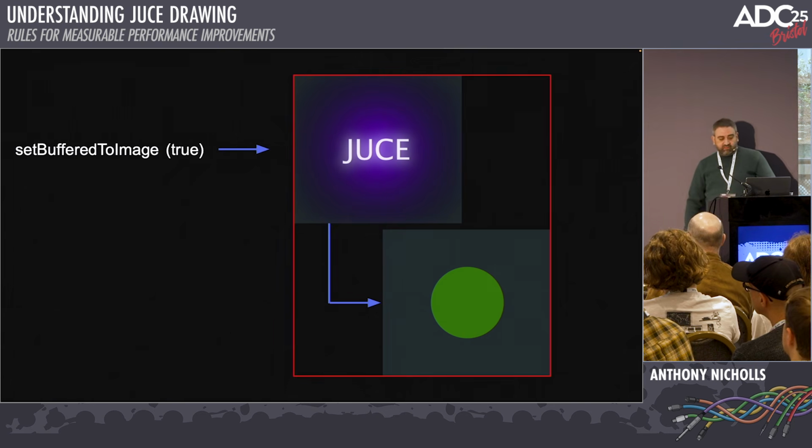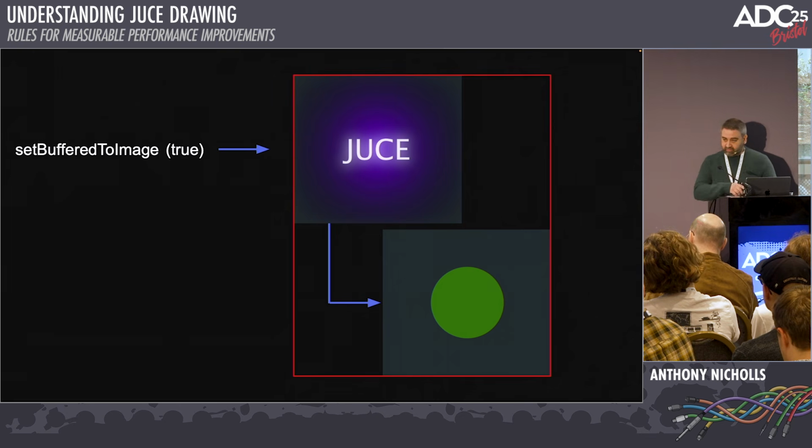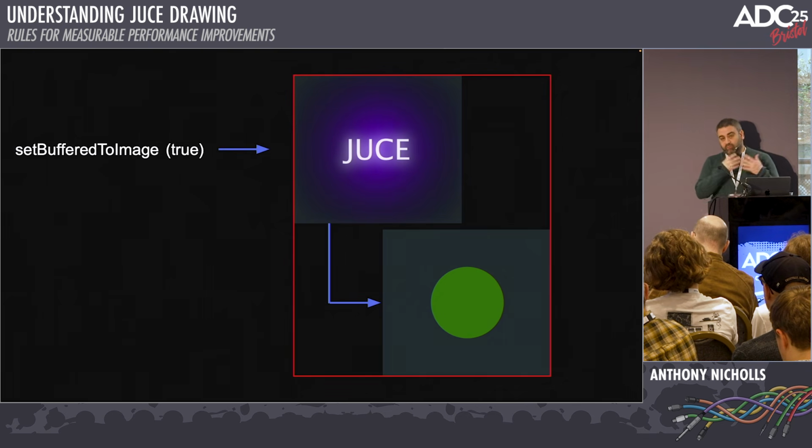Well, what actually happens is that setBufferedToImage buffers not just that component, but all its child components, and your paintOverChildren function, all of that gets put into the buffered image. So it will no longer visit any of the children underneath it. It will just have that one component. But the problem is, if any of those children need to be repainted, as in they invalidate that image, then the whole image needs to be repainted. Unless your child is opaque, for example, it's going to need to repaint pretty much the whole image. There are some exceptions to that, but for the most part, I think it's surprising for a lot of people when they first do it.